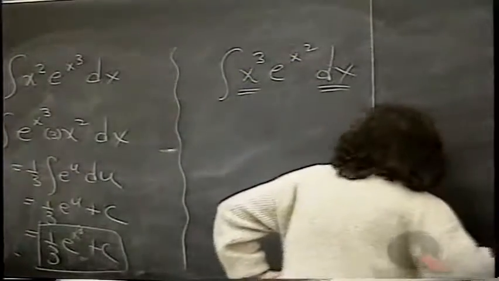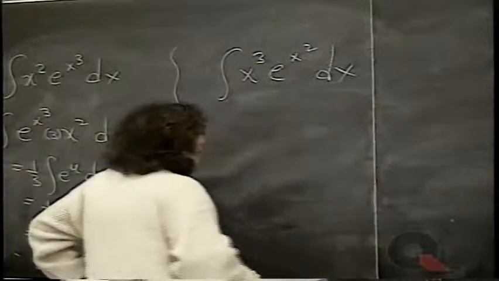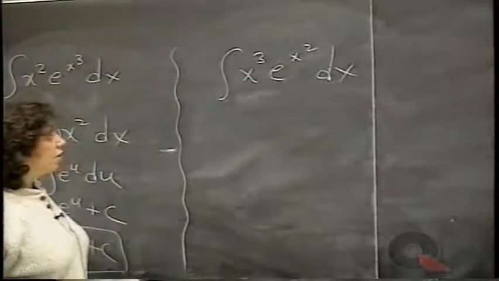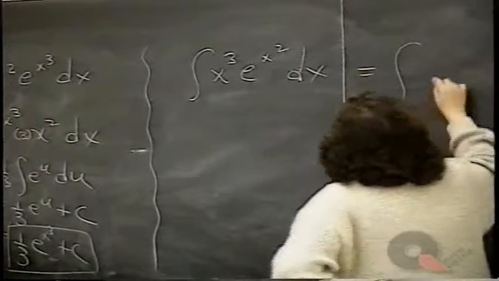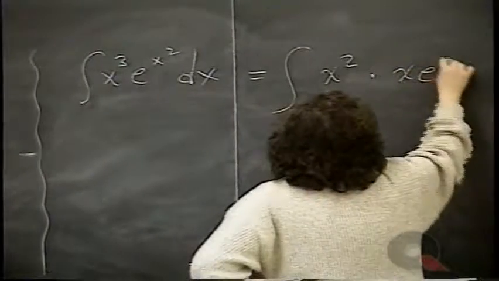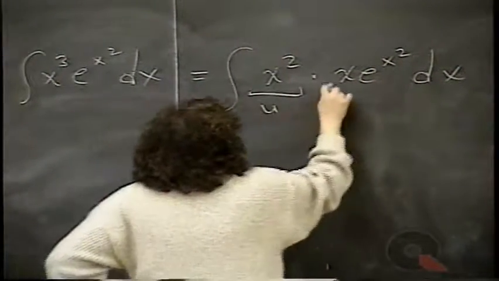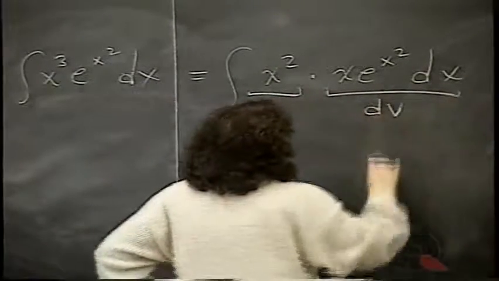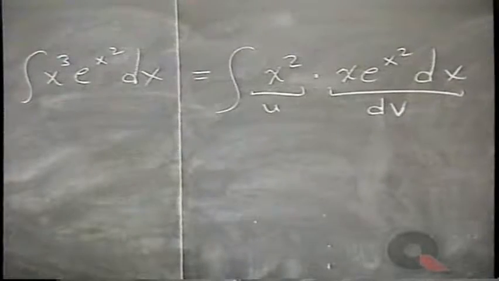It's not actually true. If you can possibly make the transcendental part of the dv, that's the way to go. What we're going to do here is to change the x cubed into x squared times x, and now call this u and this dv. And instead of treating it as x cubed, treat it as x squared times x.